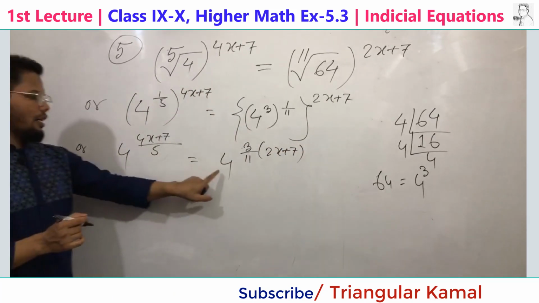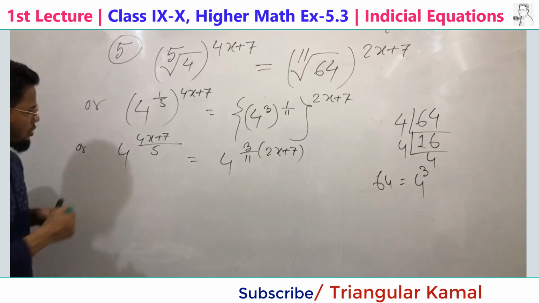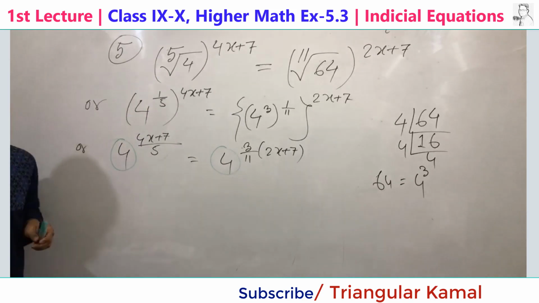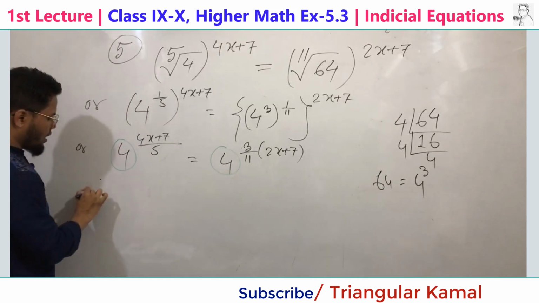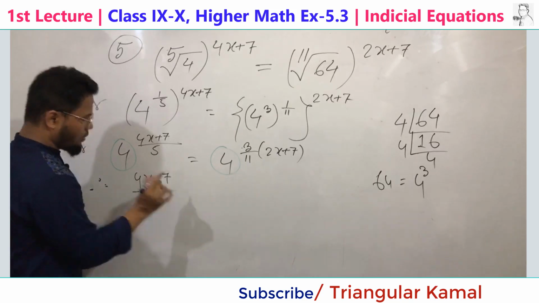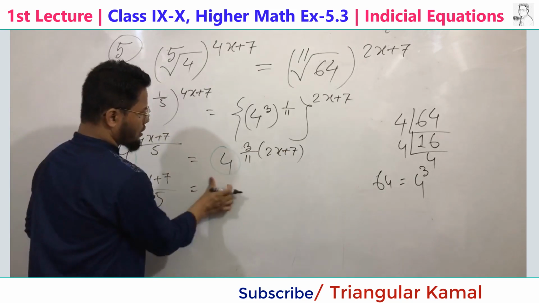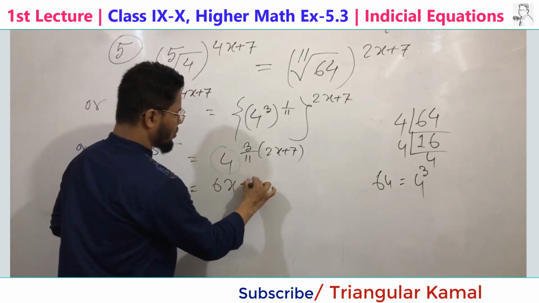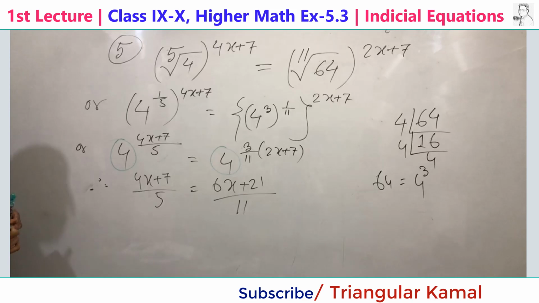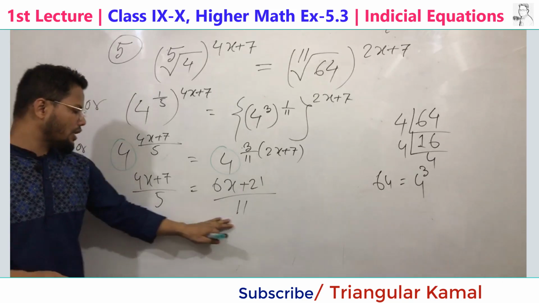Now what you see here, in both cases the base is the same, 4 and 4. Now we can convert this initial equation to a simple equation. This one will be 4 times (x + 7) divided by 5 equals 3 times, let's do the simple calculation, 3 times (6x + 21) divided by 11. Now do cross multiplication and find the value of x. I am giving you 1 minute, dear students, please try to find the result of x here.